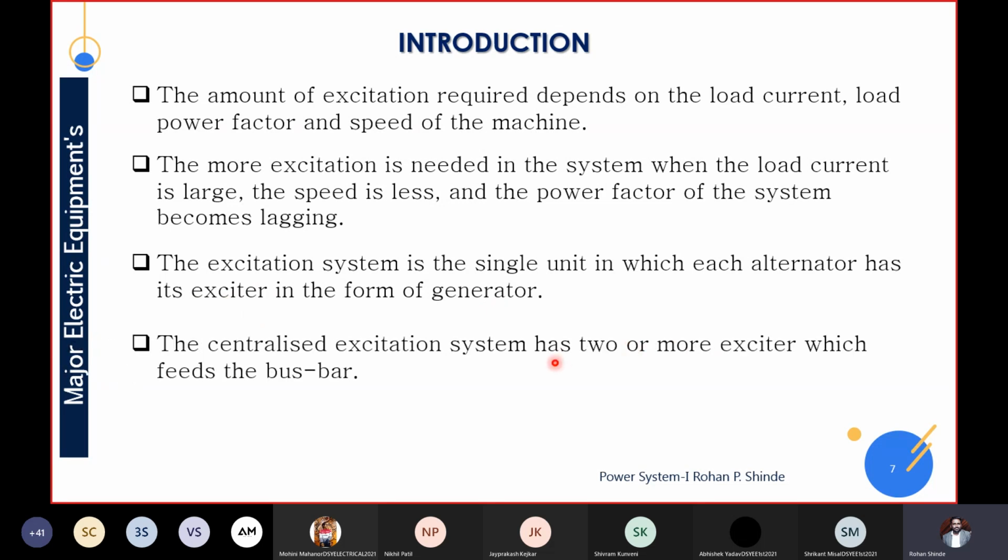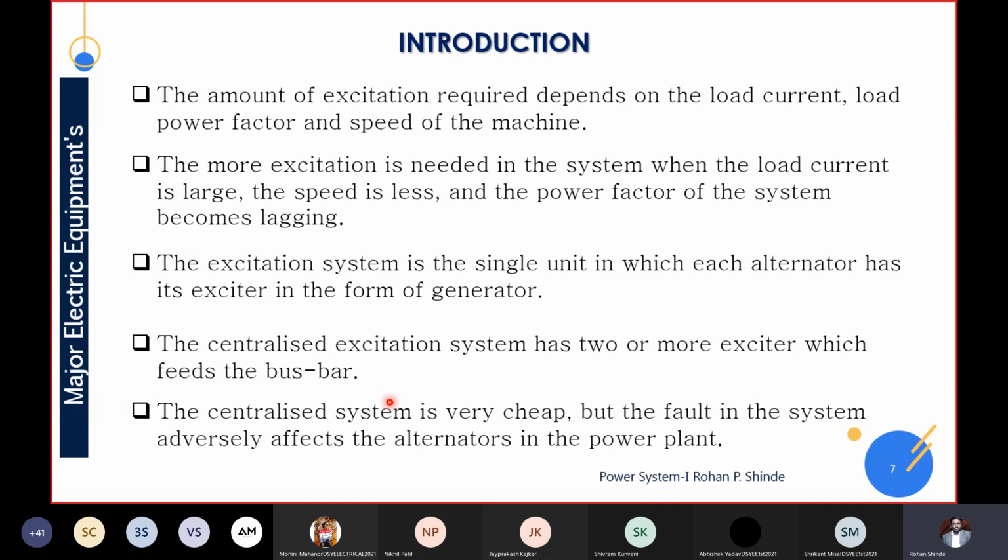The centralized excitation system has two or more exciters which feed the bus bar. Some alternator systems are utilized for centralized purposes. The centralized system is very cheap, but a fault in the system adversely affects the alternators in the power station.